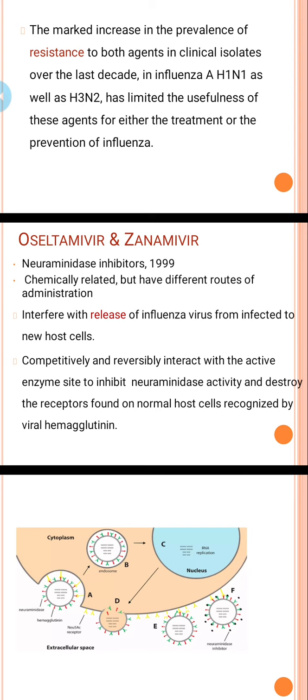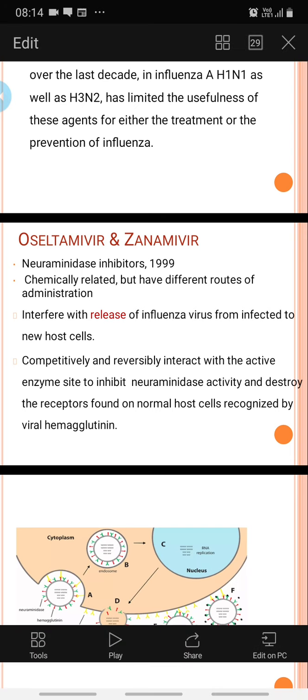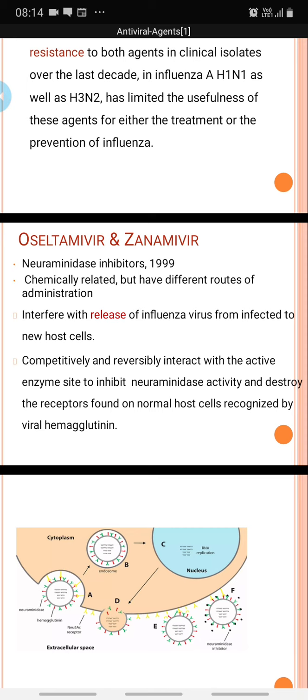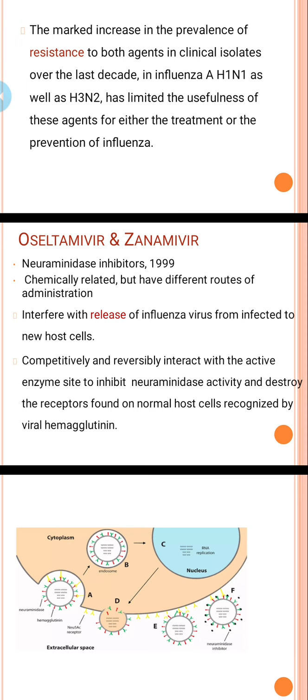They competitively and reversibly interact with the active enzyme site to inhibit the neuraminidase activity, and also they destroy the receptor found on the normal host cell recognized by the viral hemagglutinin. So, hemagglutinin and neuraminidase: what is the purpose of these two proteins? Neuraminidase helps in the release of the virus, and hemagglutinin recognizes the host cell. So the host cell receptor is recognized by the hemagglutinin of the virus, and these drugs destroy the receptors found on the normal host cell recognized by the viral hemagglutinin. So they cause dual action. One is they inhibit the neuraminidase enzyme, and also they inhibit the host cell receptor for the hemagglutinin, which is responsible for the recognition of the virus particles by the host cell.